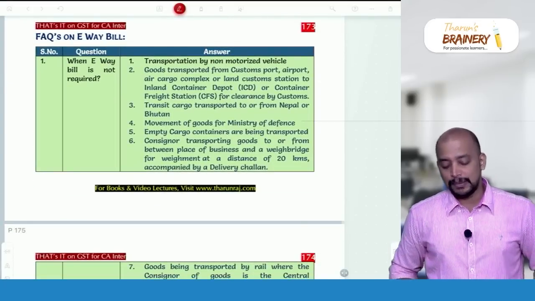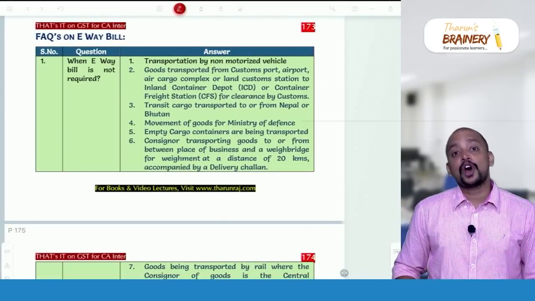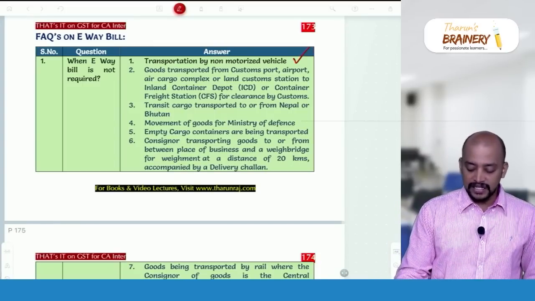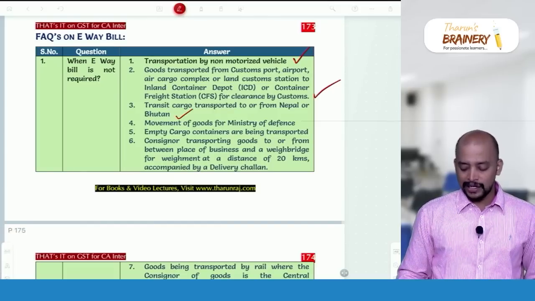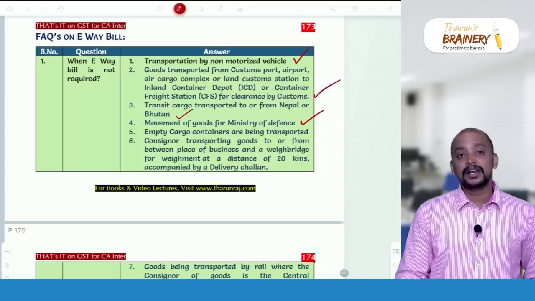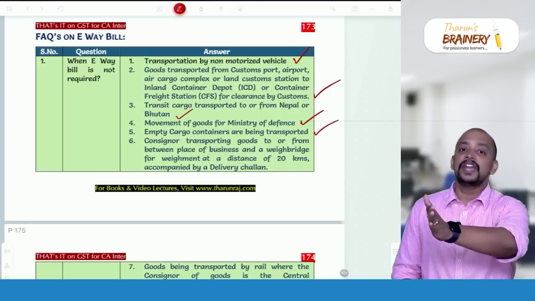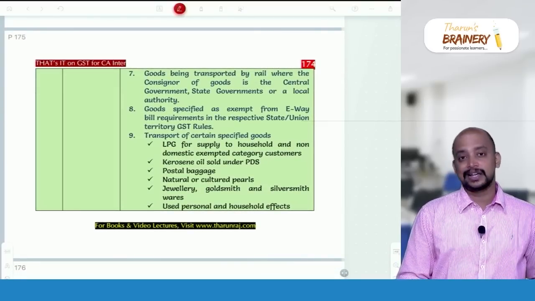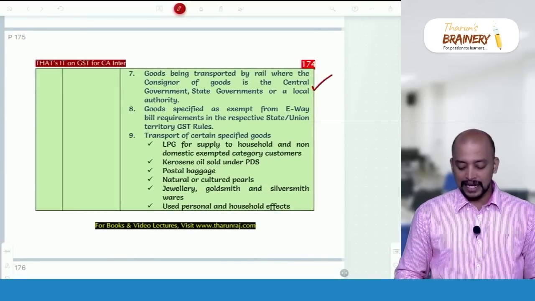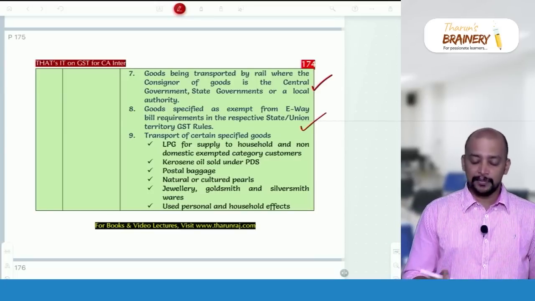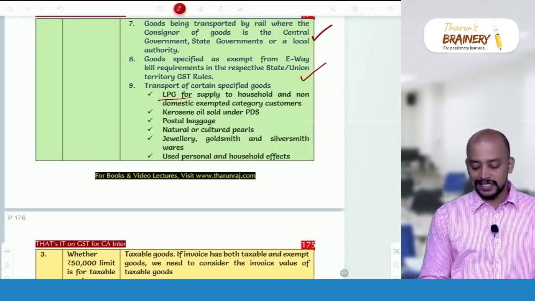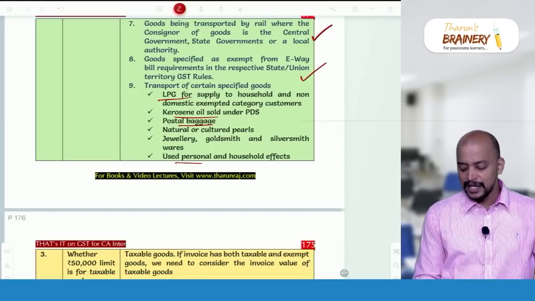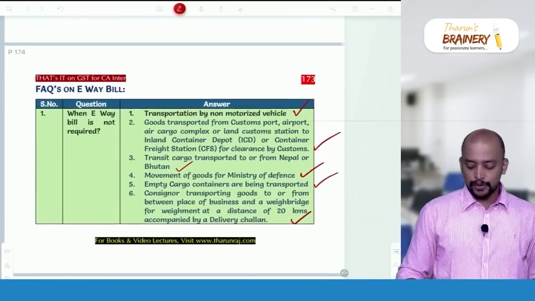Then FAQs on e-way bill, when e-way bill is not required. If I am transporting the goods by non-motorized vehicle, like bullock carts, horse carts, etc., or if the goods transported are under customs control or transit cargo to Nepal and Bhutan, or movement of goods which belongs to Ministry of Defence, or empty cargo containers, or we are taking the goods to a weigh bridge which is within 20 kilometers, and goods belonging to railways, central government, state government, then goods specified as exempted from e-way bill by the state government, and some other specified goods like LPG cylinders, kerosene oil, postal baggage, then jewelry and natural cultured pearls, used or personal household effects. So these goods transported do not require e-way bill.